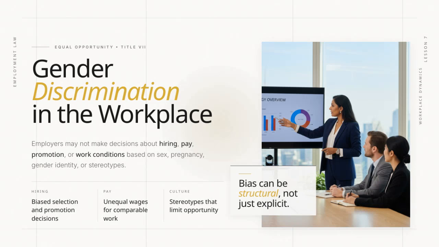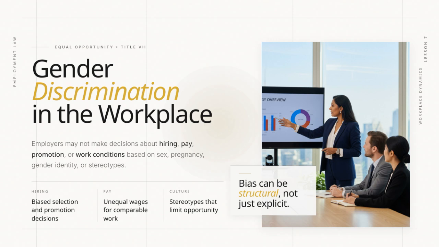Now let's focus on equal opportunity and Title VII, particularly as it relates to gender discrimination in the workplace. Employers are prohibited from making decisions about hiring, pay, promotions, or working conditions based on a person's sex, pregnancy, gender identity, or any stereotypes associated with these characteristics. For hiring, this means that biased selection or promotion decisions simply aren't allowed. When it comes to pay, employees must receive equal wages for comparable work, regardless of gender.